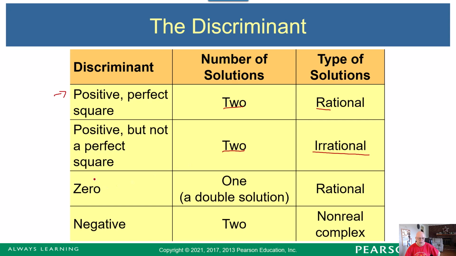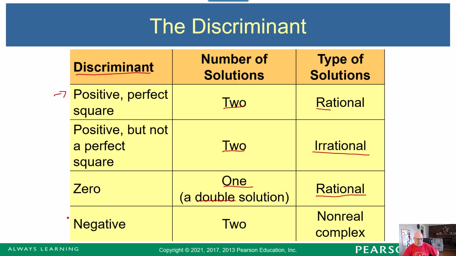Now we're still talking about the discriminant. If the discriminant is 0, then that whole square root becomes 0, and you have one solution. It's actually two of them, but it's a double solution, they're identical, and it's going to be rational. It'll be minus b over 2a to be exact, because the square root disappears for all practical purposes.